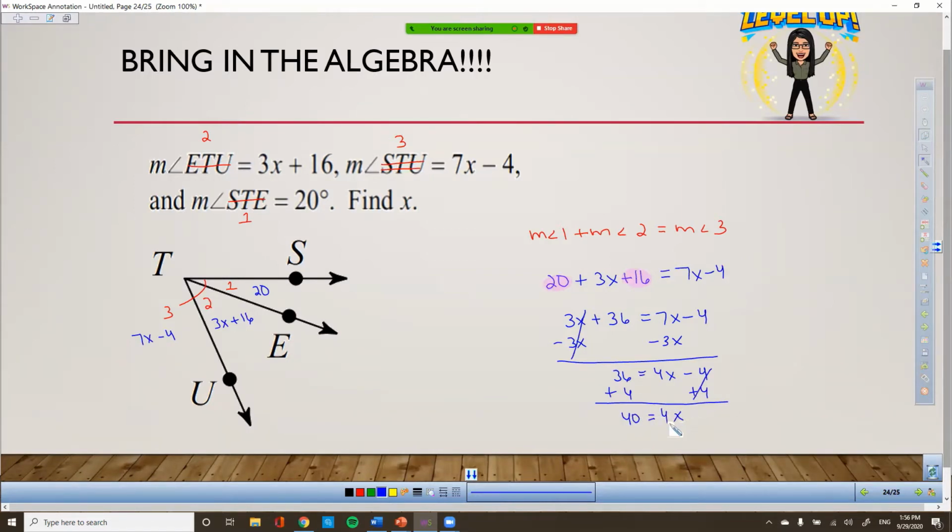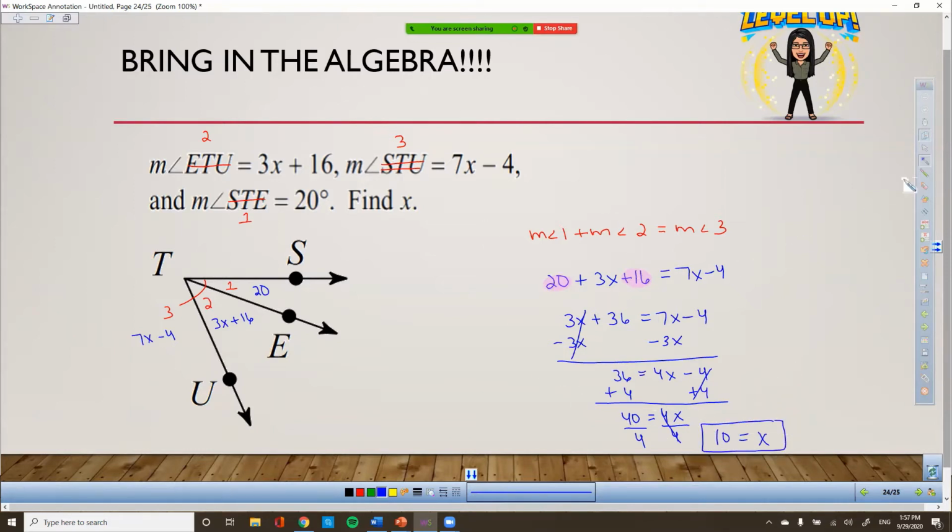And lastly, since I want to leave the x by itself, to get rid of the 4, I have to do the opposite, which is to divide by the same. Divide by 4. Like that, this goes away, and I'm going to write it over here. That means that x equals 40 divided by 4. That gives me 10. And that's how we're able to solve for x here.